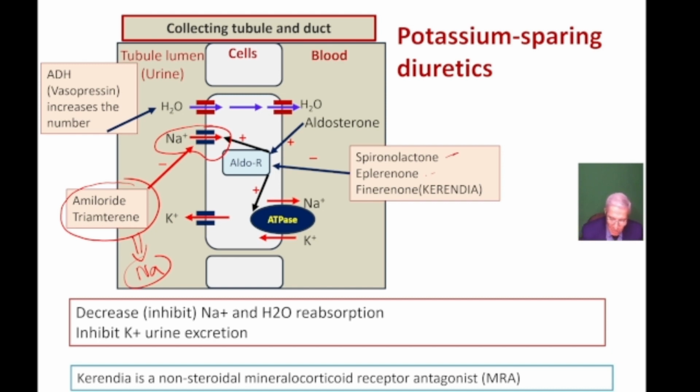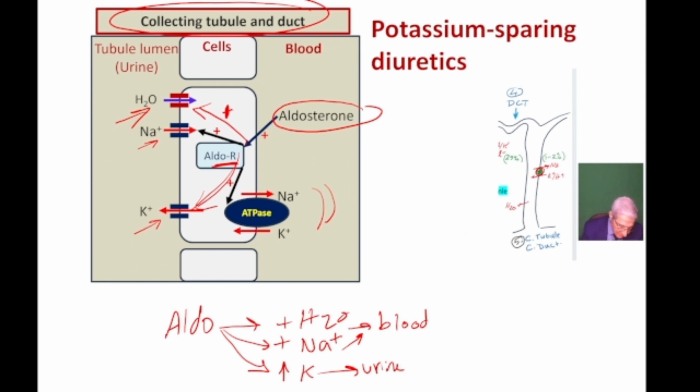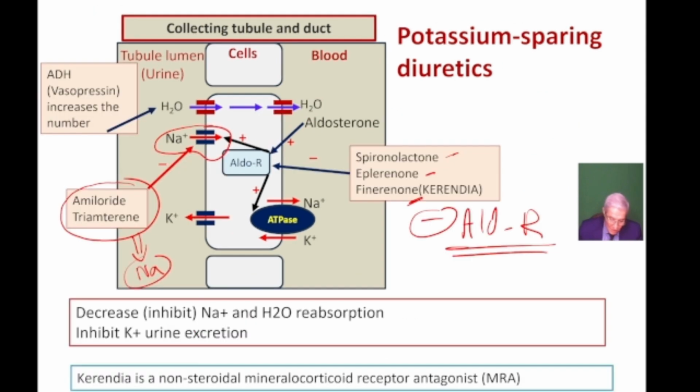What about the next group? We have spironolactone, eplerenone, and Kerendia, finerenone. Spironolactone, eplerenone: these medications block the aldosterone receptor. So remember, if you go to the previous slide, when you block the aldosterone receptor, you block this mechanism. The result will be the opposite action of aldosterone.